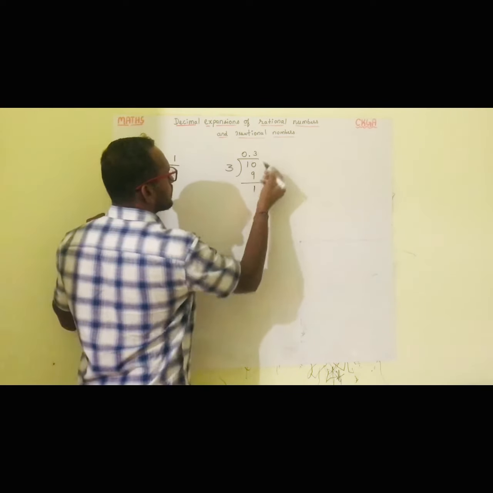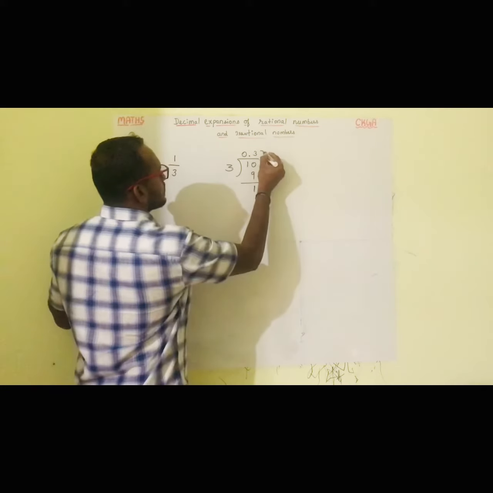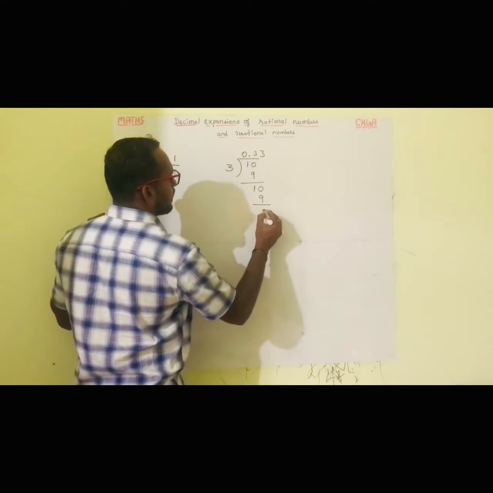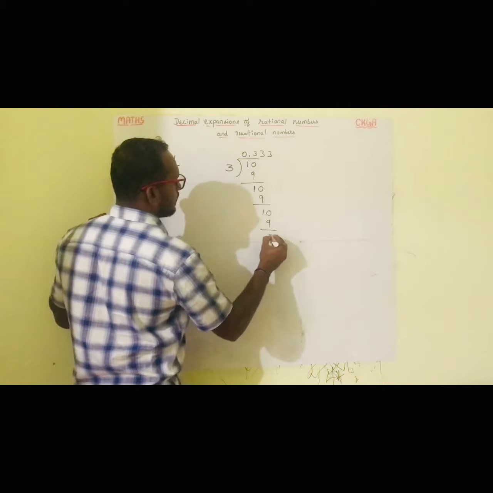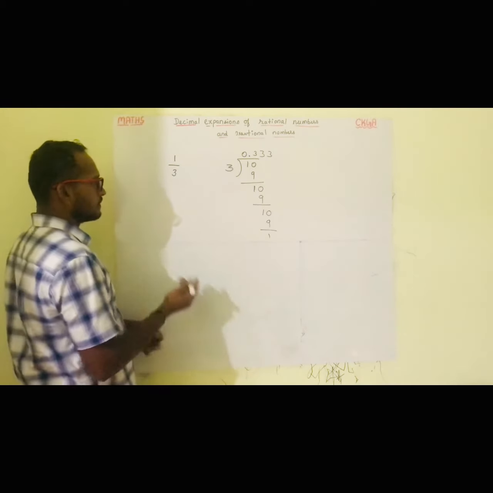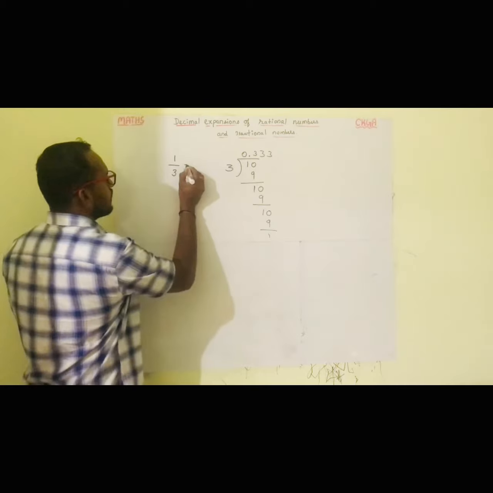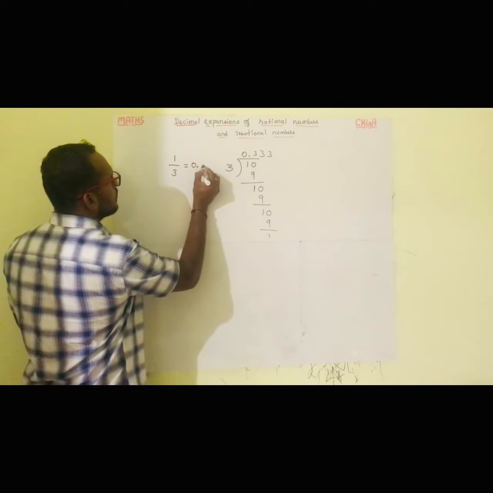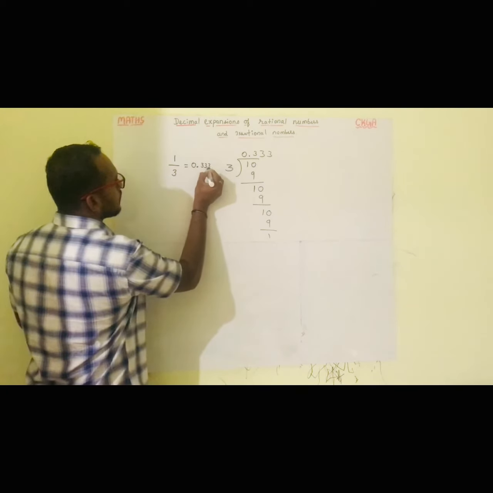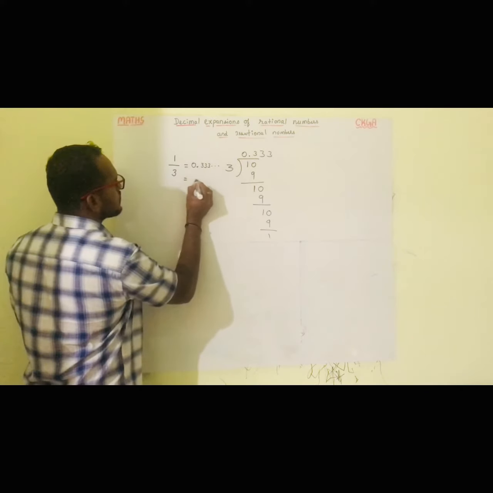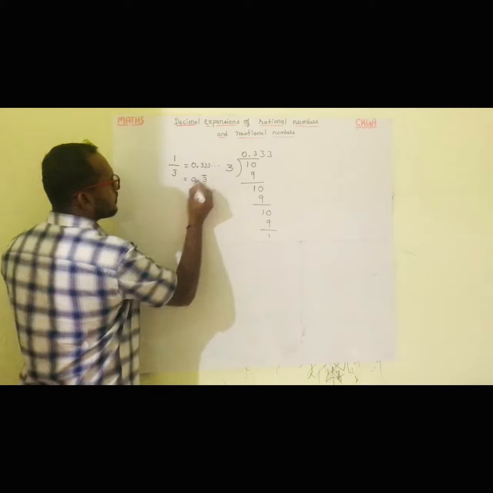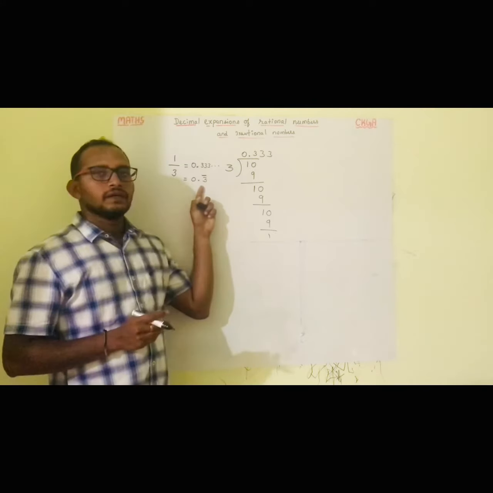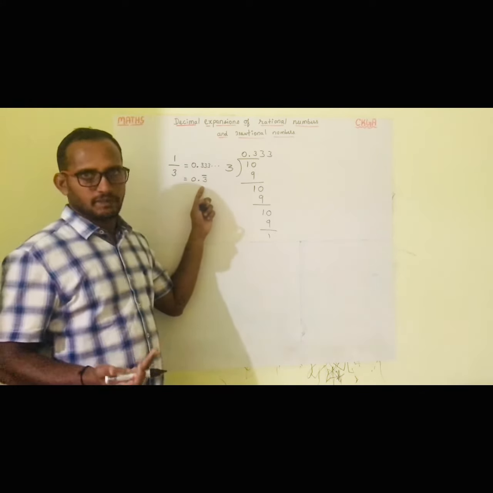Again, after putting this, you can take 10 there. 3 3s are 9. Again 1 remains. So just keep on continuing. Therefore, you can write 1/3 as 0.333 and so on. You can represent this by the sign I mentioned already, 0.3 bar. This is a recurring decimal expansion.